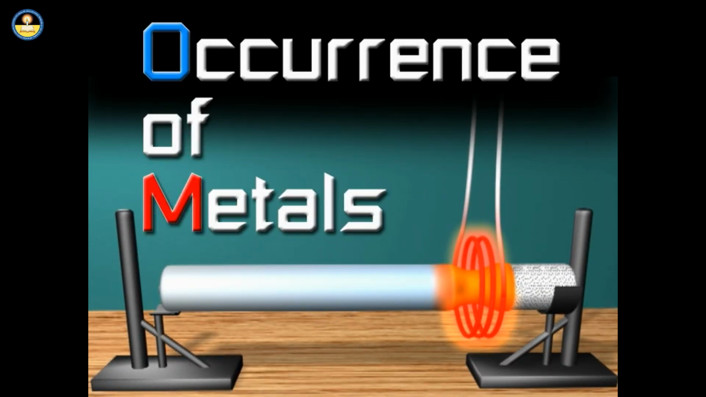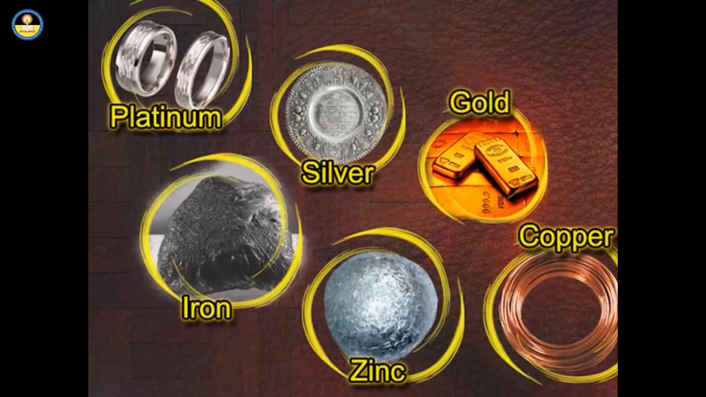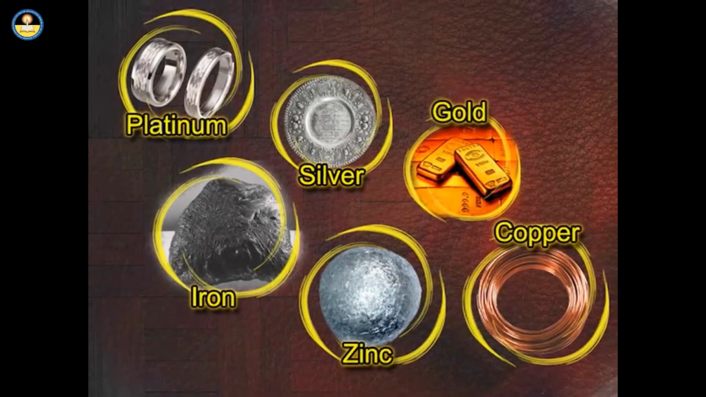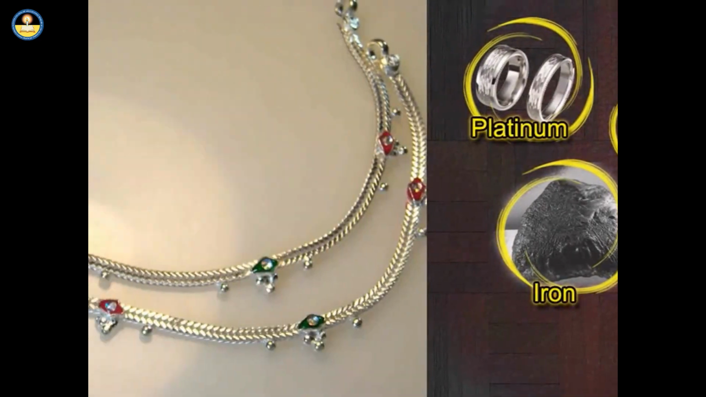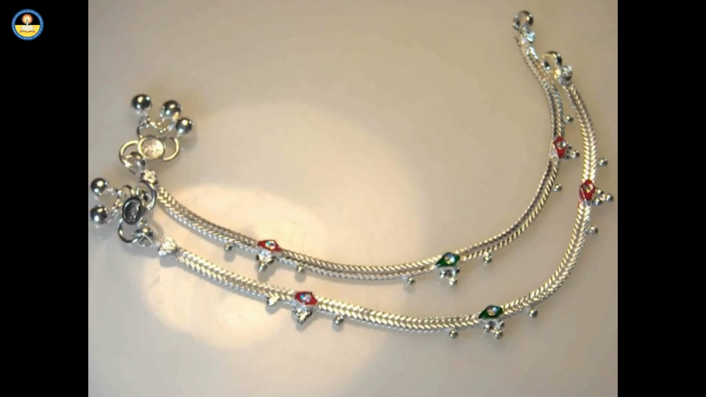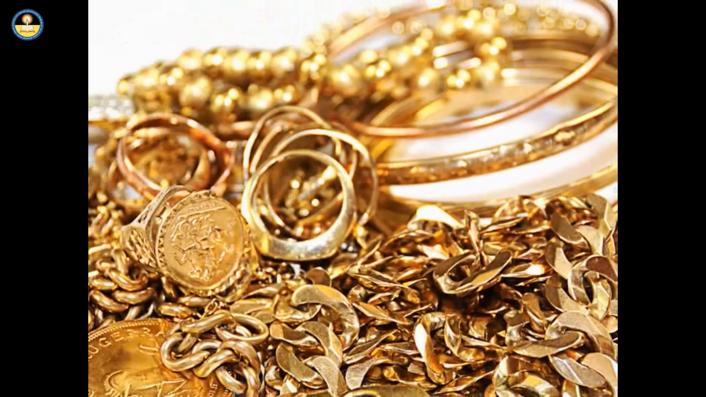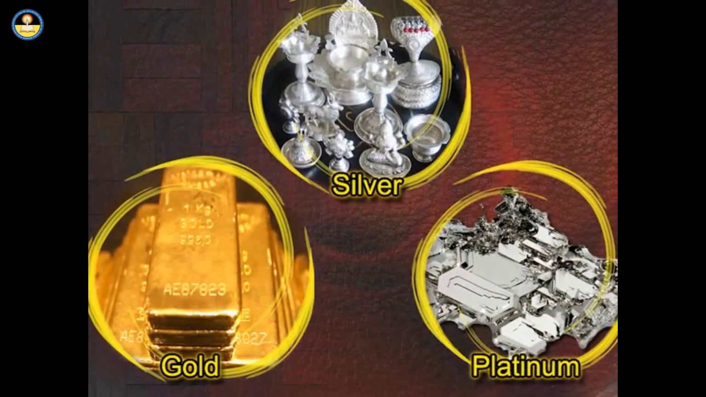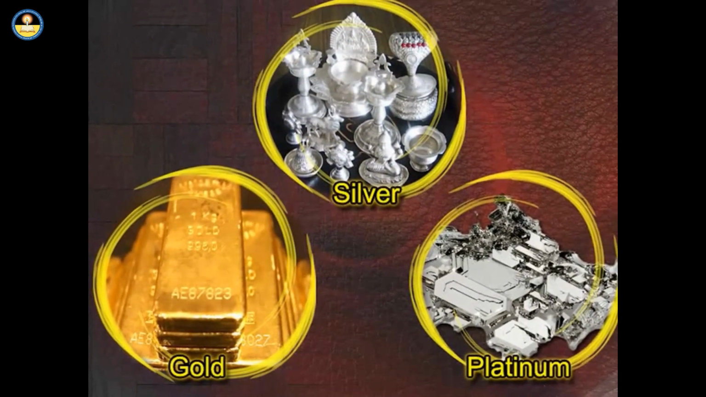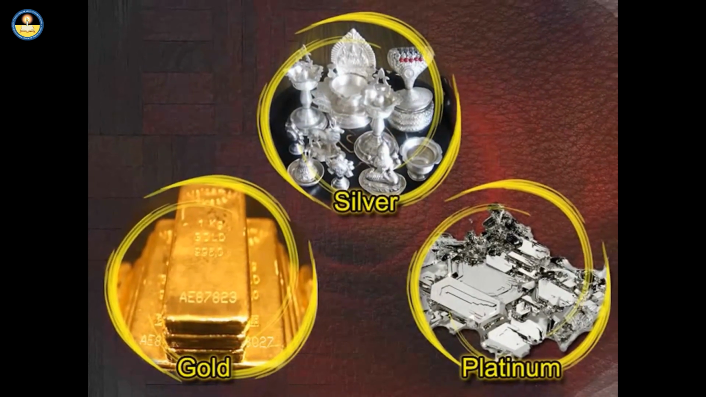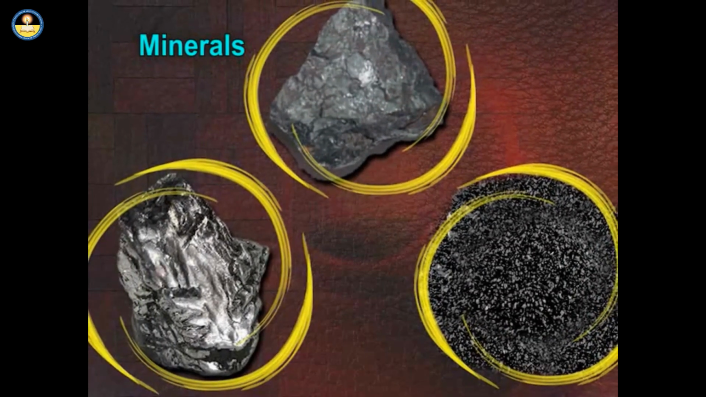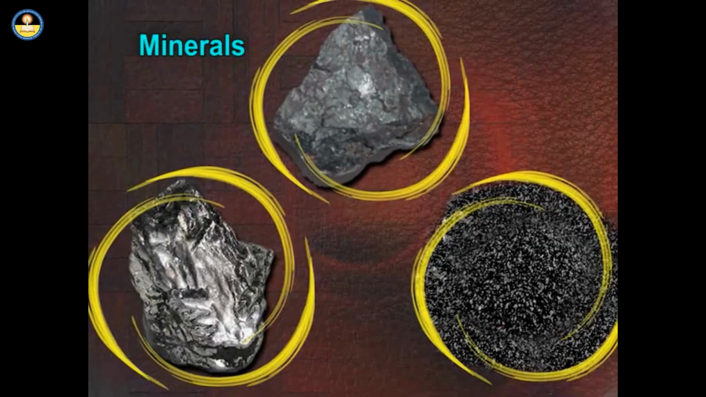Occurrence of metals. Metals occur in nature in the free as well as in the combined states. The most unreactive metals, that is, which are not affected by air and water, like silver, gold and platinum, are generally found in the free state. Most metals, however, are found in the combined form as minerals.